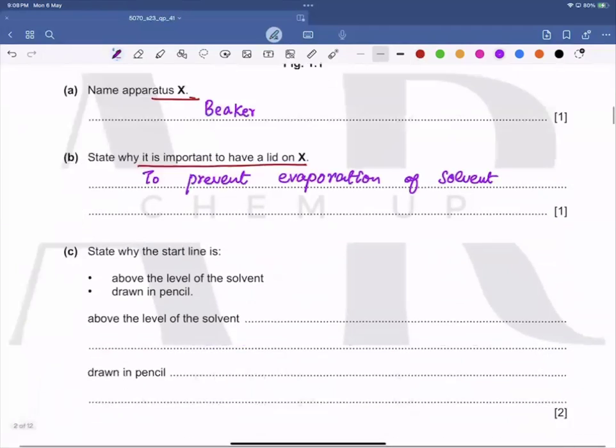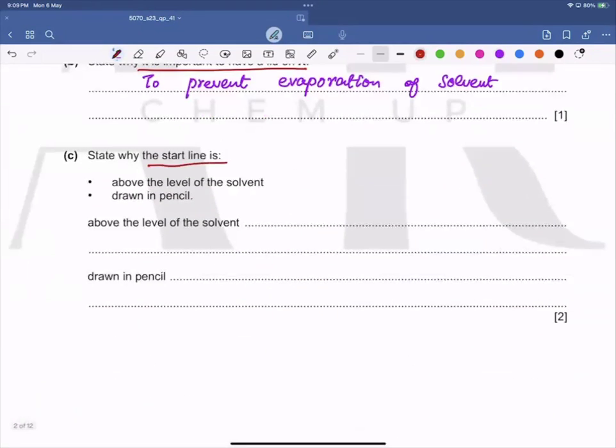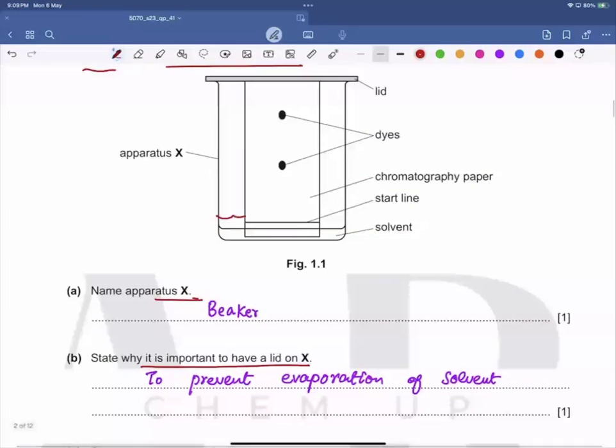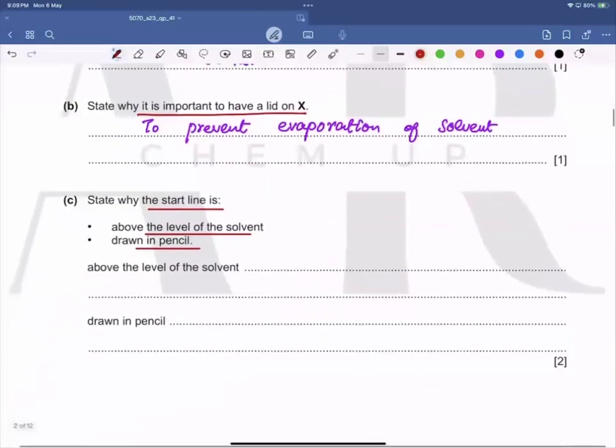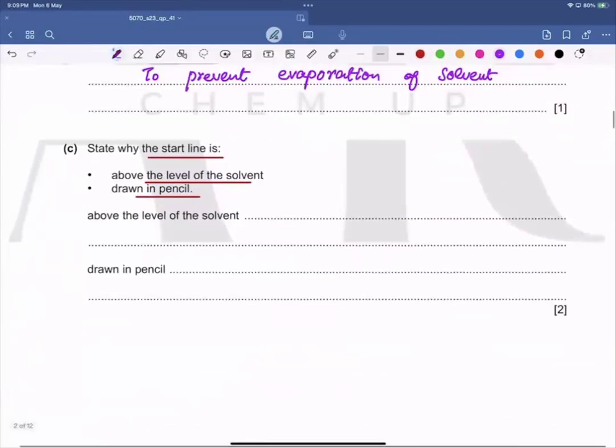Now, state why the straight line is above the level of solvent and drawn in pencil. It is because if, for example, the solvent is like this, the dye which we put over here is dissolved off the paper and moves in the solvent. So that's why we keep the level of the solvent below the line.